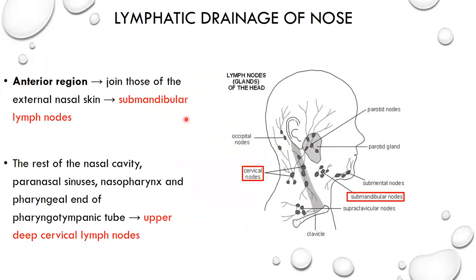Okay, now the lymphatic drainage of the nose can be divided into anterior and posterior regions. The anterior region drains into the submandibular nodes, while the rest of the nasal cavity, paranasal sinuses, nasopharynx, and pharynx drain into the upper deep cervical lymph nodes. Okay, I think that's all about the nasal cavity.